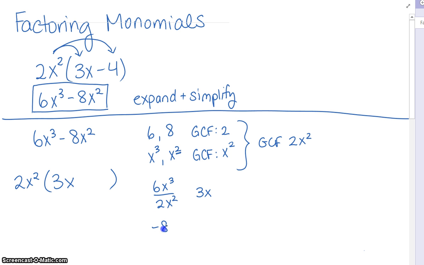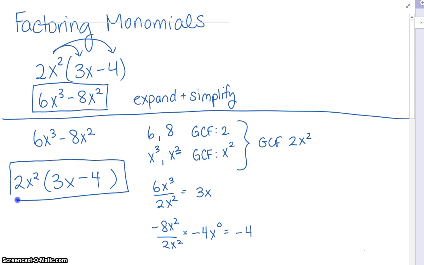Now I've got negative 8x squared. If I divide this by 2x squared, negative 8 divided by 2 will give us negative 4. X squared divided by x squared, 2 minus 2, is going to give us x to the 0. X to the 0 is the same thing as 1, so we can write it as negative 4, minus 4 in this case. As you can see, we get the exact same thing that we started with in the first example.